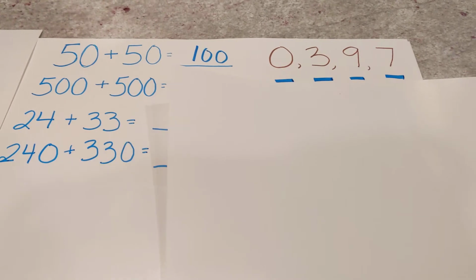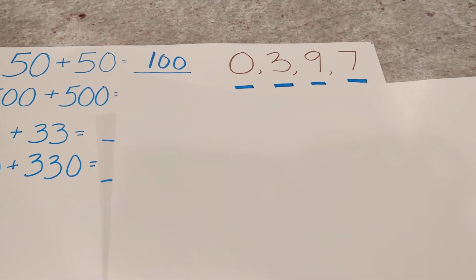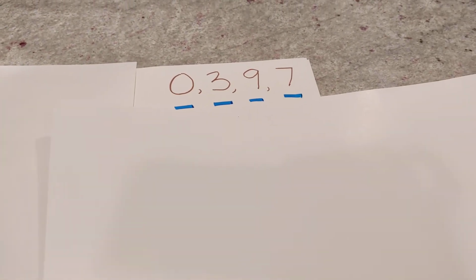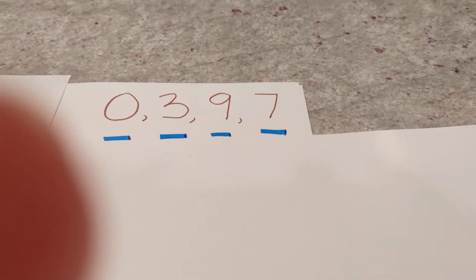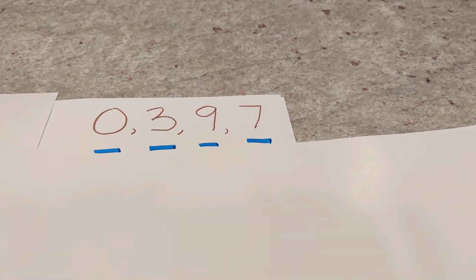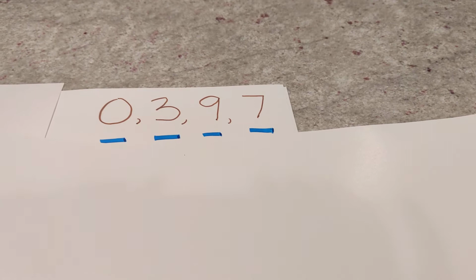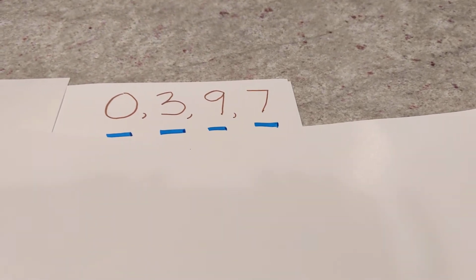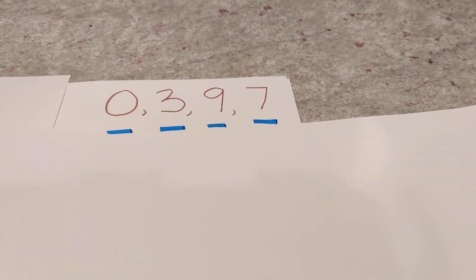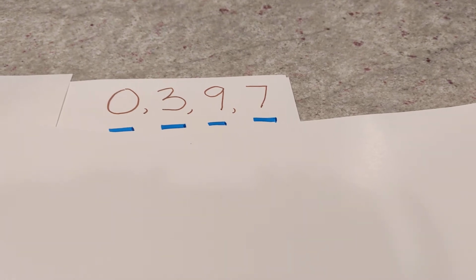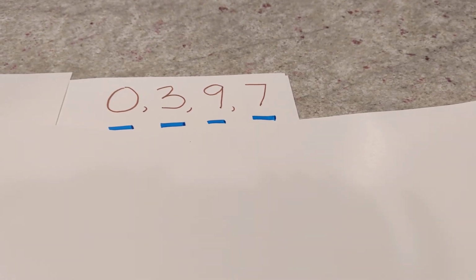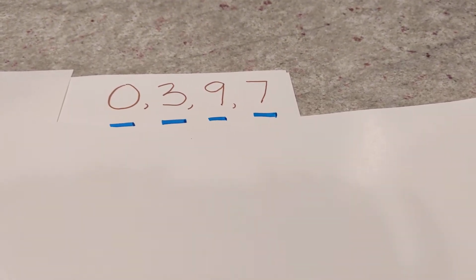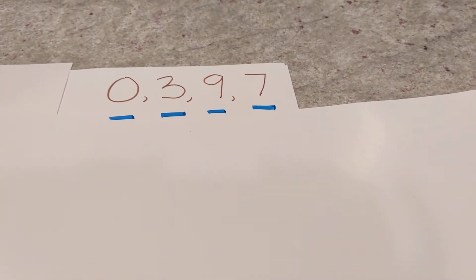All right, now we're going to try a little activity that you should have done last year with Ms. Odium, I think. So if we have 4 digits, 0, 3, 9, and 7, and I ask you what the largest number and the smallest number are that you can make with those digits, what would you do? Think about it for a second.